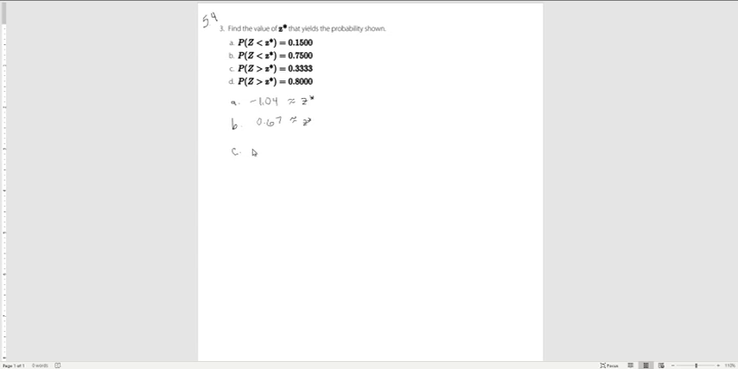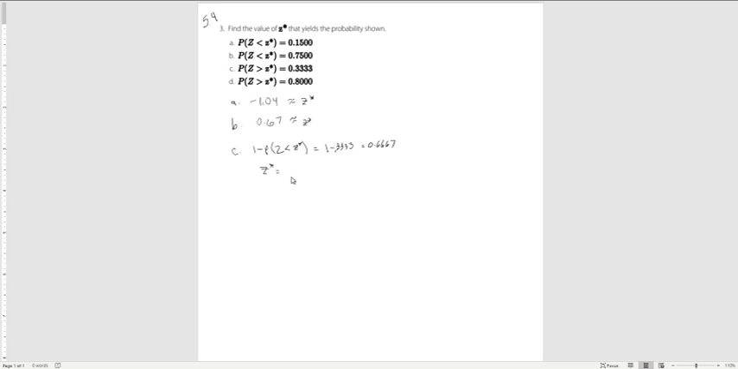Now these two, we have to do a little differently. We can't just pull this out of the table. The probability that z is greater than z star is the same as 1 minus the probability that z is less than z star, which is what we need to be coming up with for this one. So this is going to be 1 minus 0.3333 equals 0.6667.